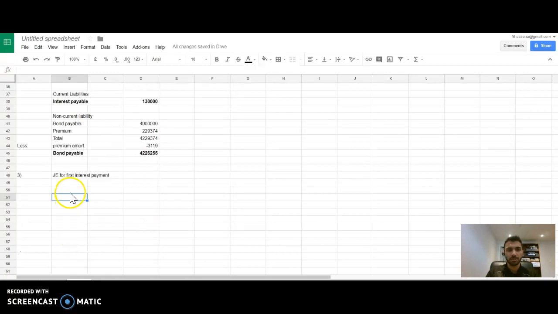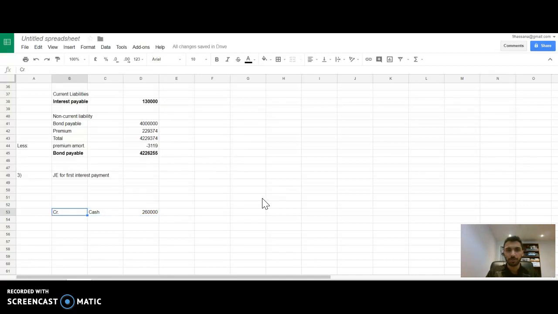Okay, give ourselves a little bit of room here. So what we know is when interest is paid, one thing's for sure is that our credit is going to be to cash because cash is leaving the business. And the way we'd calculate that is we'd take the face amount, $4 million, times the stated rate, which was 6.5%, and that's it, because that's our annual interest payment.